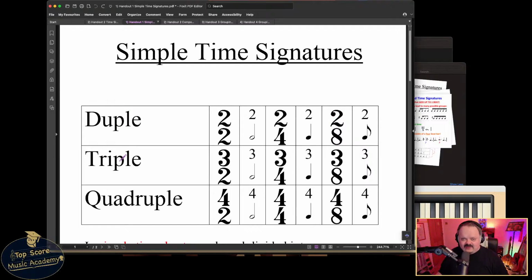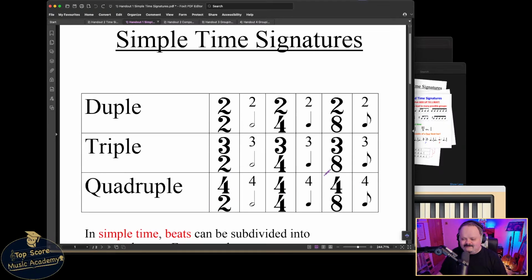Simple triple: every beat can be split into 2 equal parts, but there's 3 of those beats in the bar. So 3/2, 3/4, 3/8. And simple quadruple is, again, any beat can be split into 2, but there's 4 beats in the bar. So 4/2, 4/4, 4/8.